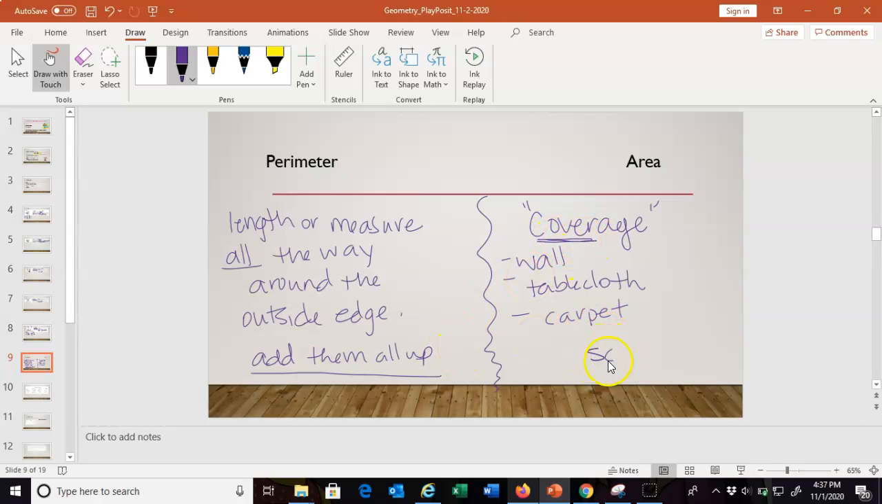Area is always squared, like feet squared, meters squared, and perimeter is not. It's just whatever the units are. So that's a little quick review on the difference between perimeter versus area.